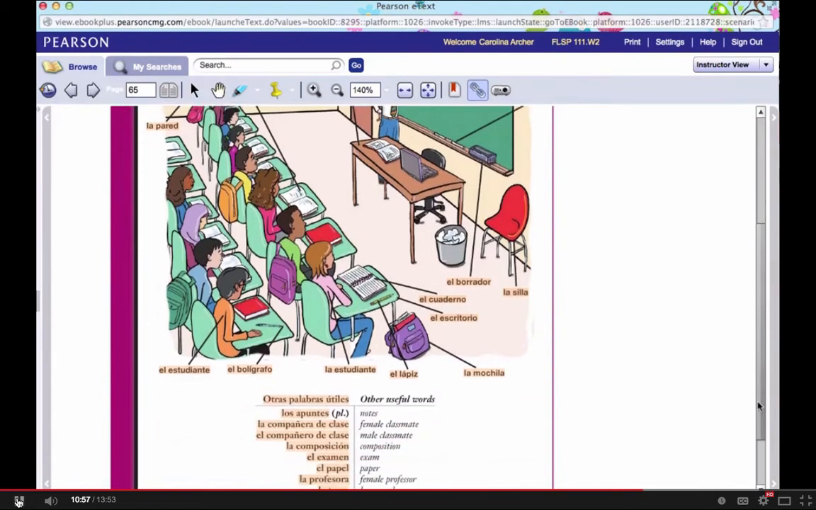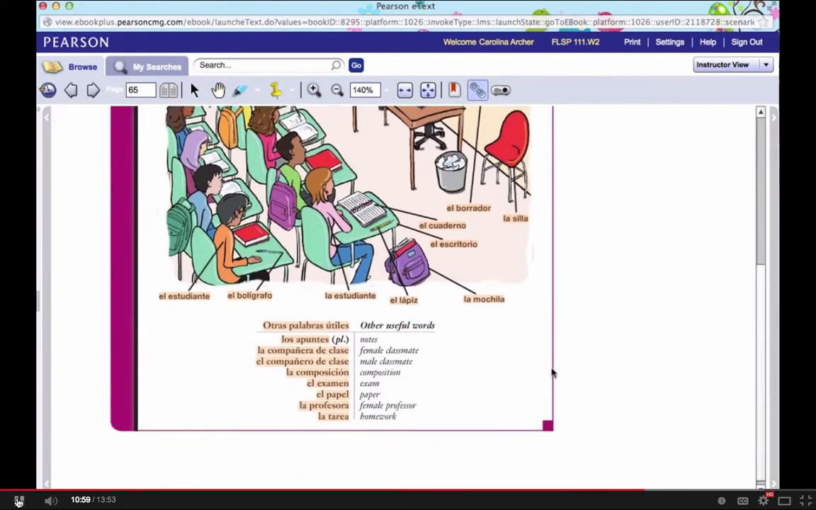Okay, and I think you have a little bit more here. Otras palabras, los apuntes, la compañera de clase, el compañero de clase, la composición, another word that ends in ción, and it's la, el examen, el papel, la profesora y la tarea. Okay, so this is all vocabulary. Okay, so you're going to work with that for today.